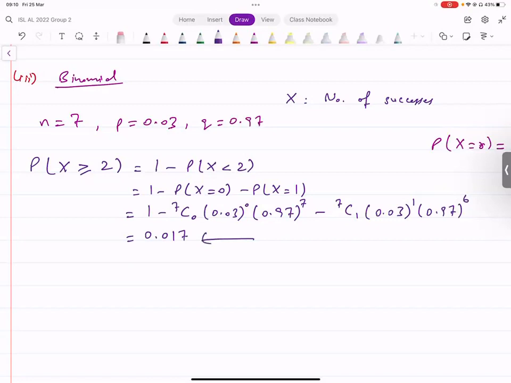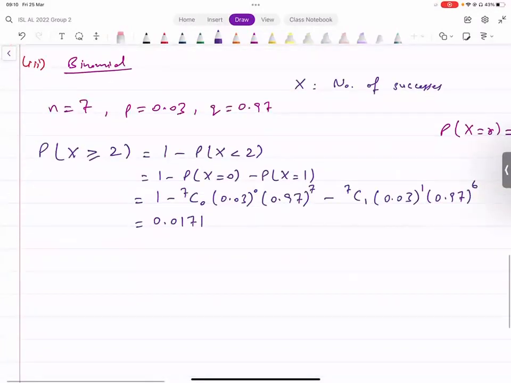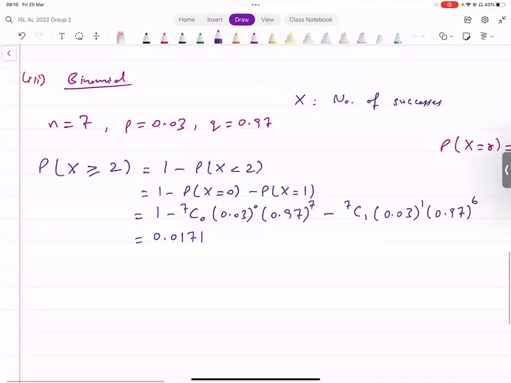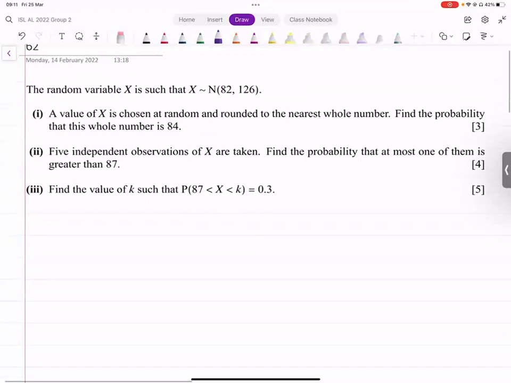Will I get full marks for writing 0.017? How many significant figures is that? 2. This is 2 significant figures. We want our answers to at least 3 significant figures. So तो पूरा आगे क्या आएगा? 0.0171. So that's what we write. ज़्यादा लिख सकते हैं आप, that's okay, लेकिन कम accuracy नहीं हो सकती. So that's our result. That's the probability that we were looking for. Okay? Let's do this quickly.